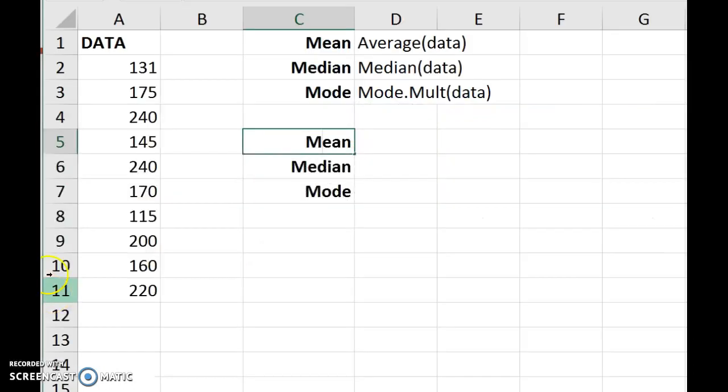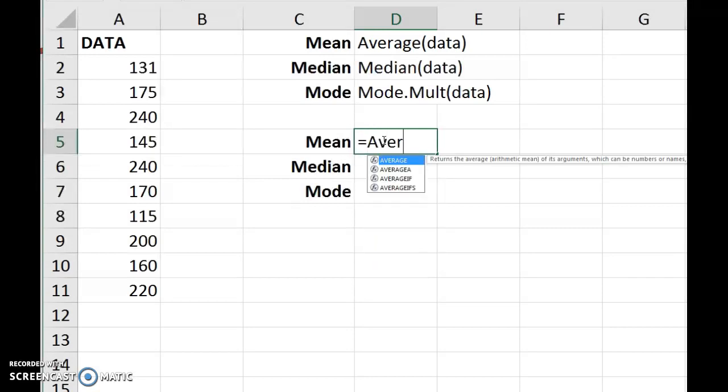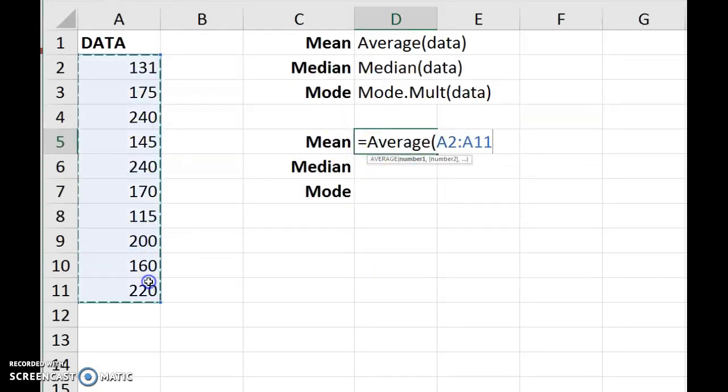So what the mean does is it's the same thing as an average. You add up all the data values and then divide by how many there are. So you could add all these numbers up and divide by 10. There's a shortcut in Excel. If you type equals average and then open the parentheses, select your data, it's going to find the average for you.